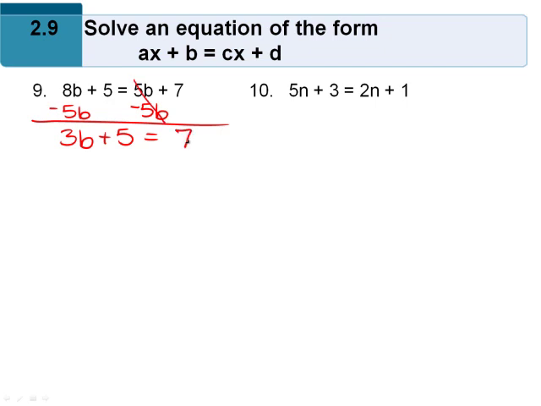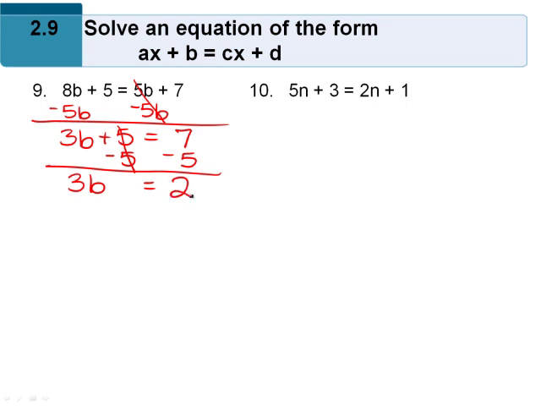Okay, now don't mess with the 3b. You just moved it there, so now you need to get rid of that 5, get rid of the constant. Subtract 5 from both sides, so 3b comes down, the 5's cancel, and 7 minus 5 is 2.